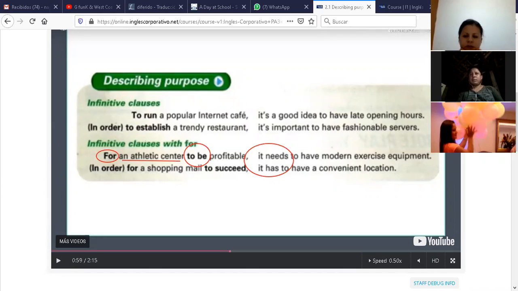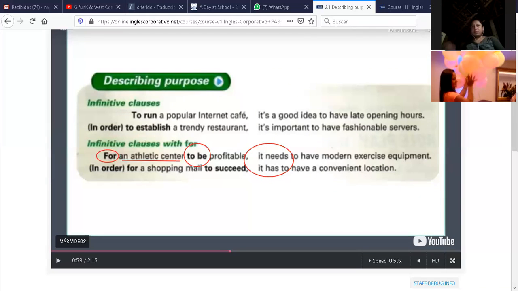Oh, I made a mistake. I used two. For a factory to be good, comma, it needs good operators. It's this one right here. It's not a bad example, I just used another structure. Any question with this one?